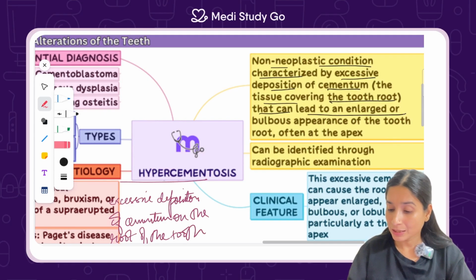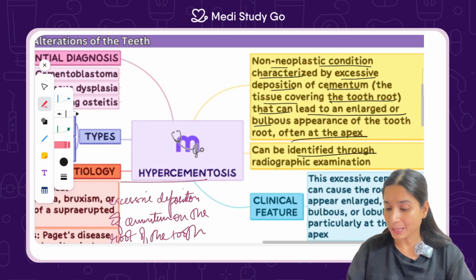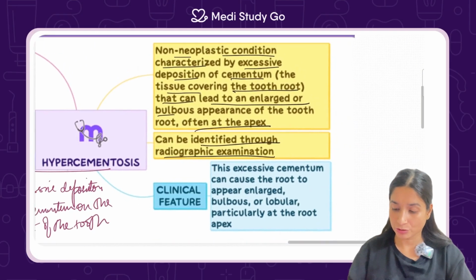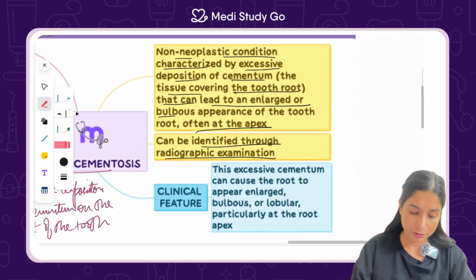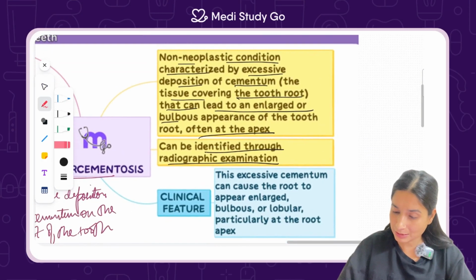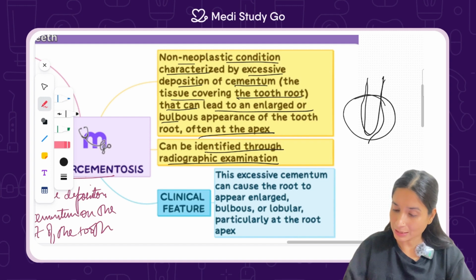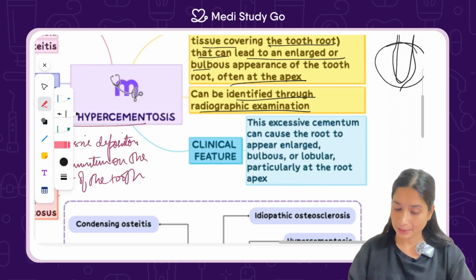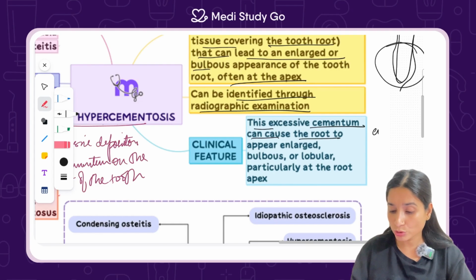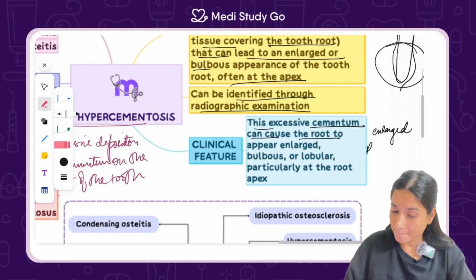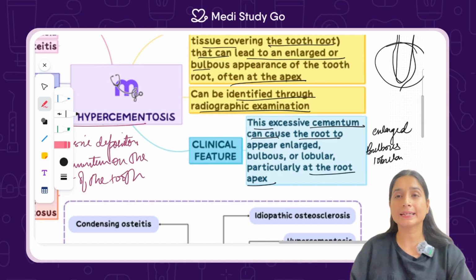that can lead to enlarged or bulbous appearance of the tooth root, often at the apex. Can be identified through radiographic examination. So basically, if it is a tooth structure, for example like this, then you can see that at the apex there is a bulbous appearance of the tooth root. So that is the hypercementosis. So let's study about the clinical features. Clinical features, this excessive cementum can cause the root to appear enlarged, bulbous, lobular, particularly at the root apex. So these are the clinical features.